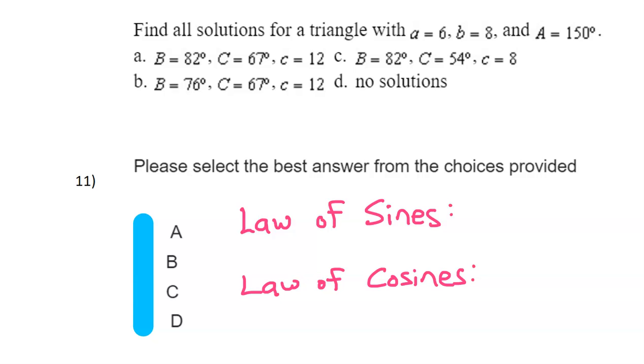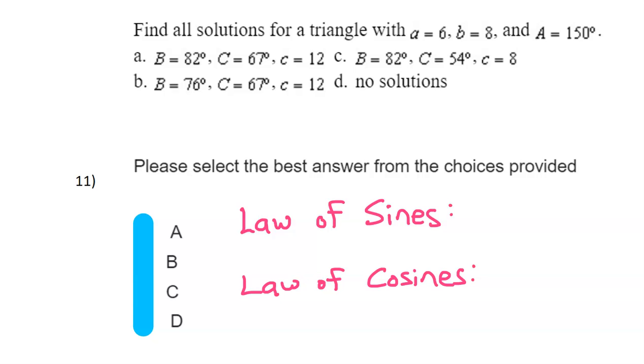Find all solutions for a triangle with side A equals 6, side B equals 8, and angle A equal to 150 degrees. Before we can even get started, we have to decide if we're going to use the law of sines or the law of cosines. And that depends on what set of information we're given.